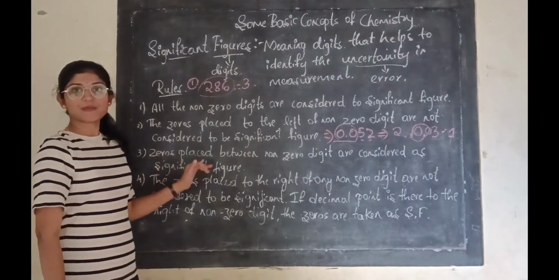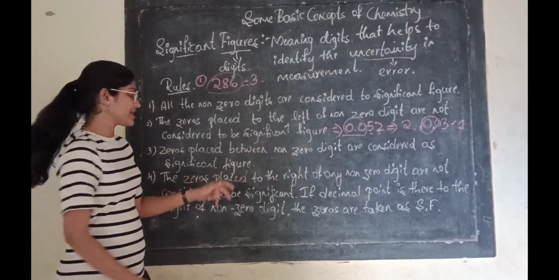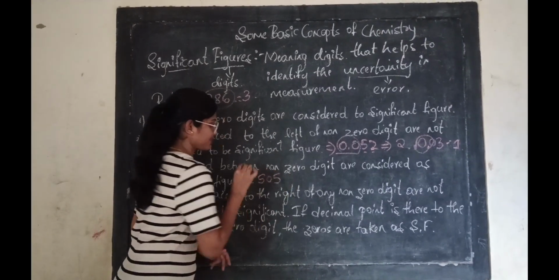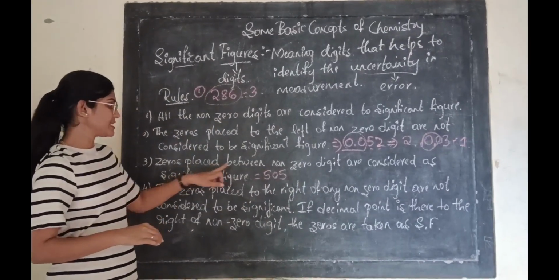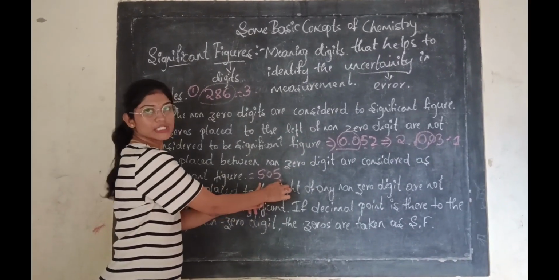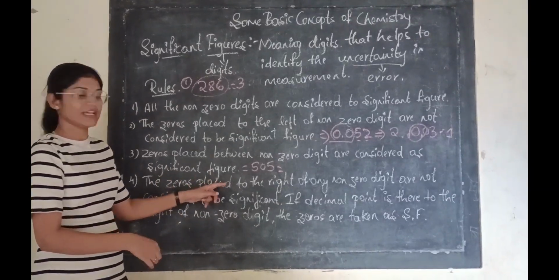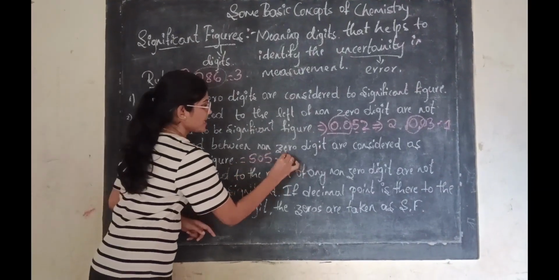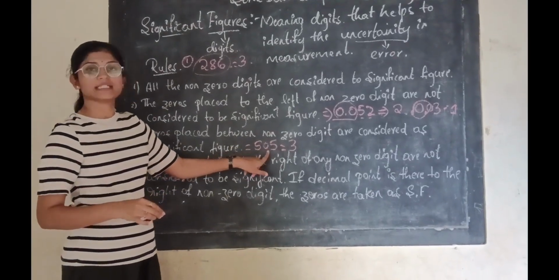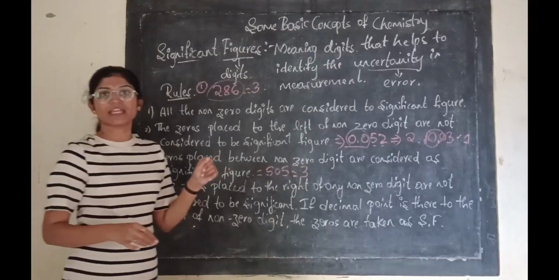Third rule: zeros placed between non-zero digits are considered significant figures. For example, take 505. Here the 0 is placed between two non-zero digits, so it is considered a significant figure. So this 0 is also significant. So 1, 2, 3: there are 3 significant figures.